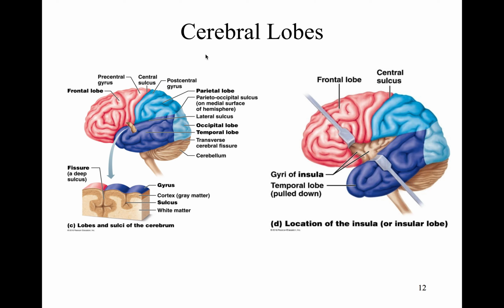So our cerebral cortex can be divided into different regions or different lobes. The frontal lobe, parietal lobe, occipital lobe, temporal lobe, and then deep to the frontal and the temporal lobe, we're going to find the insular lobe.